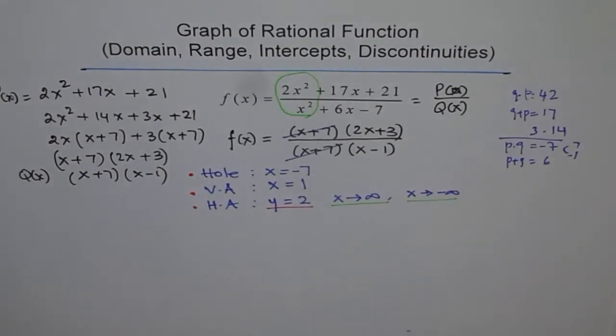I think it's kind of an important reminder for all my students that that is the reason why we are always taking the leading coefficients ratio as the horizontal asymptote when the degree of numerator and denominator is the same, right? We'll consider other cases in different videos.